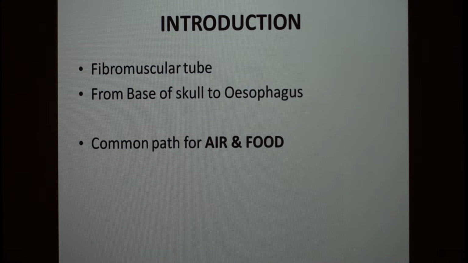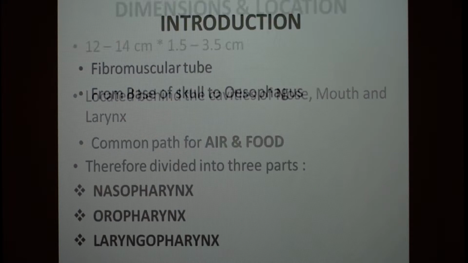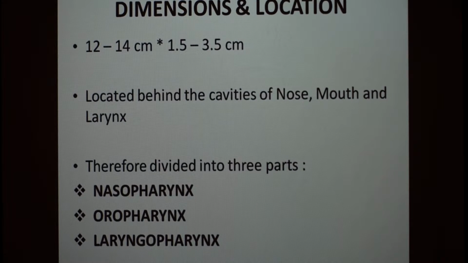So, beginning with the introduction, as I said, it is a funnel-shaped fibromuscular tube which extends from the base of the skull to esophagus. It is a common path for air and food. If we come to the dimensions, it is approximately 12 to 14 centimeters in length, and at the base of the skull, it is approximately 3.5 centimeters wide, whereas at the end, near the junction with the esophagus, it is approximately 1.5 centimeters in width.